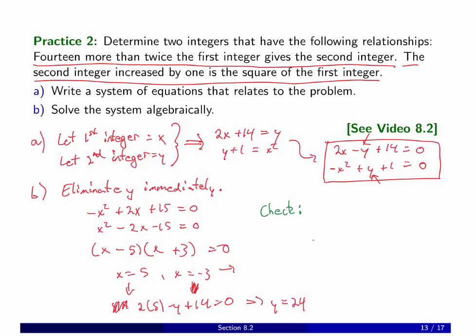And this other solution, negative 3, will be 2 times negative 3 minus y plus 14 equals 0. So y equals, this one will give you negative 6 plus 14. Bring it to the other side, that's negative 8. But then you have that negative, so it's going to be 8. So the 2 points I'll write over here are 5 and 24. And let's see, negative 3 and 8. Okay, now we check, so sorry about that.